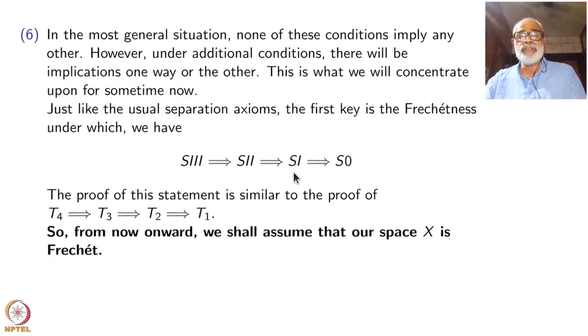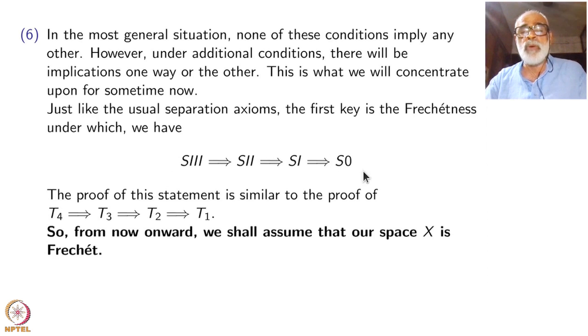Similarly, in S1 I have to take two distinct elements, but they can be treated as disjoint closed sets. And I have already seen that S1 implies S0, right? Why? Because any two points are disconnected here, there is a separation, meaning they are not in the same connected component. So this part is easier without the T1 axiom also. This part we have already seen. So under T1 they are like this.